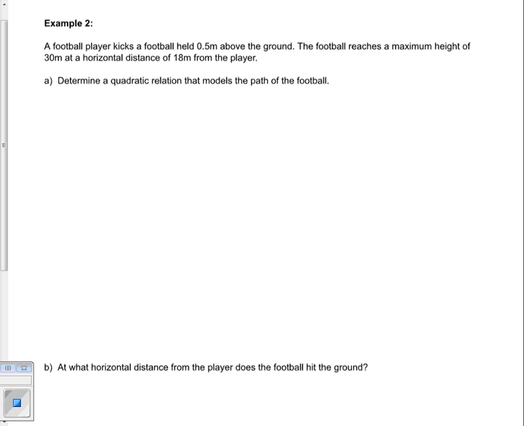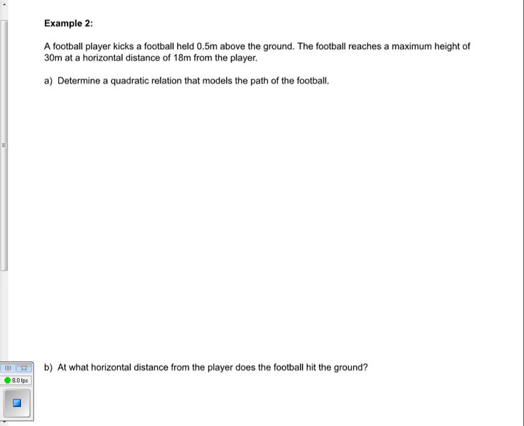In our second example, we need to identify the flight path or the equation of a football that's flying through the air. So a player kicks a football that's held 0.5 meters above the ground. Okay, and then the ball reaches a maximum height of 30 meters at a horizontal distance of 18 meters from the player. So probably a punter kicking the ball.